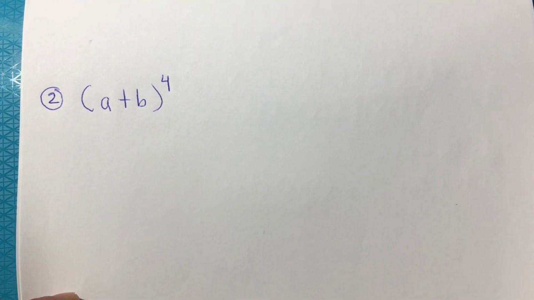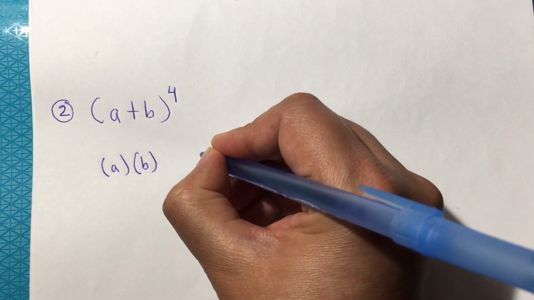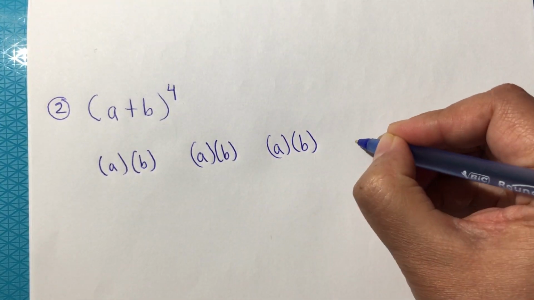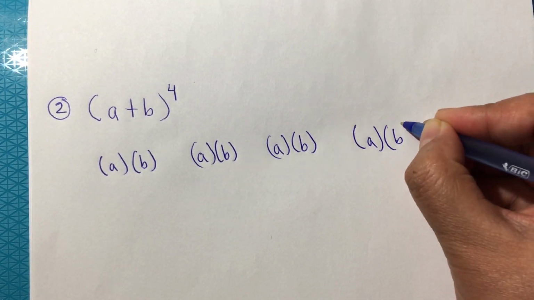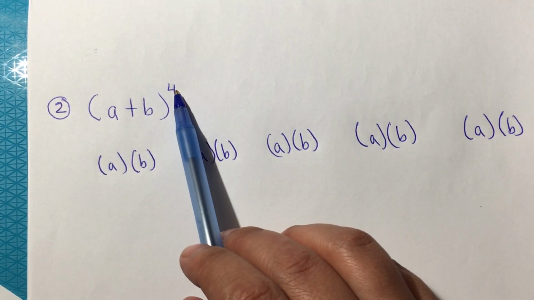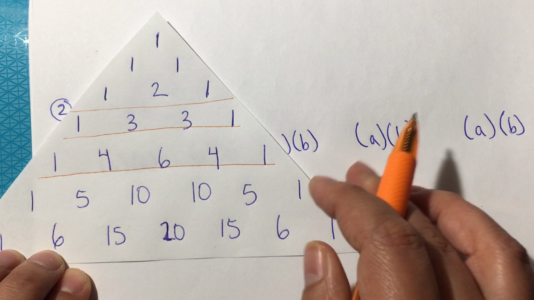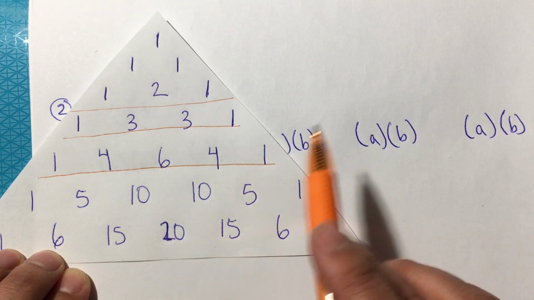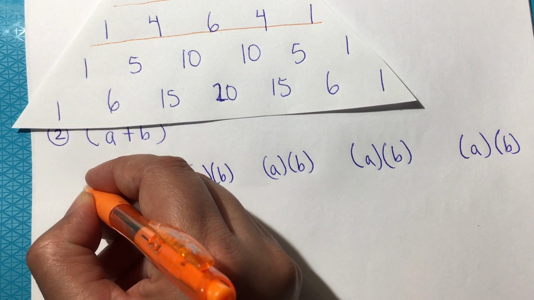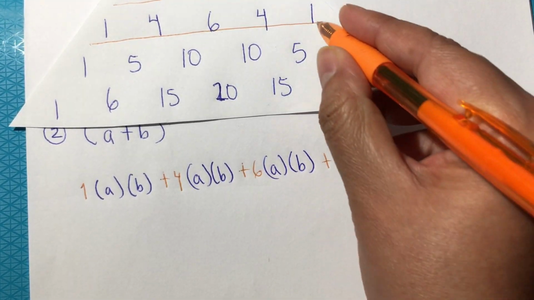Okay, and for number 2, we're going to do the same thing. We're going to write a times b, a times b, a times b, and we'll do that 5 times, a times b, and a times b. For this one, the exponent is a 4. So we'll go with this row right here. So 1, 4, 6, 4, 1. Okay, that's what we're going to put for the coefficients of this multiplication. So 1, 4, 6, 4, and 1.